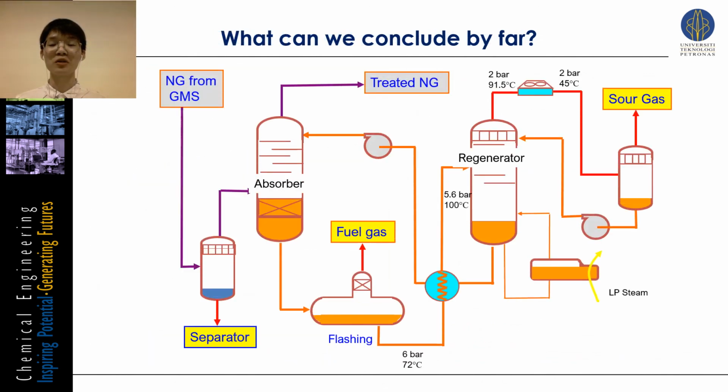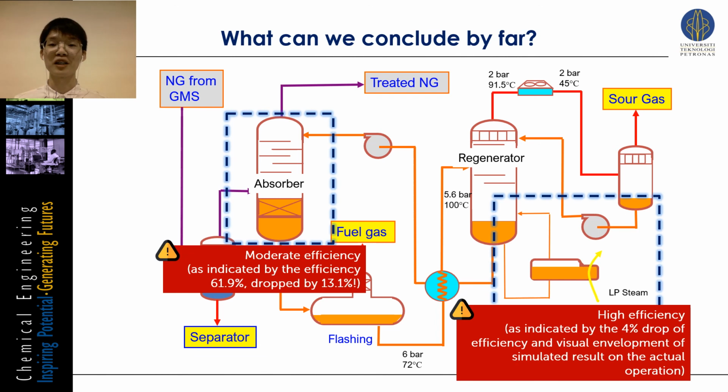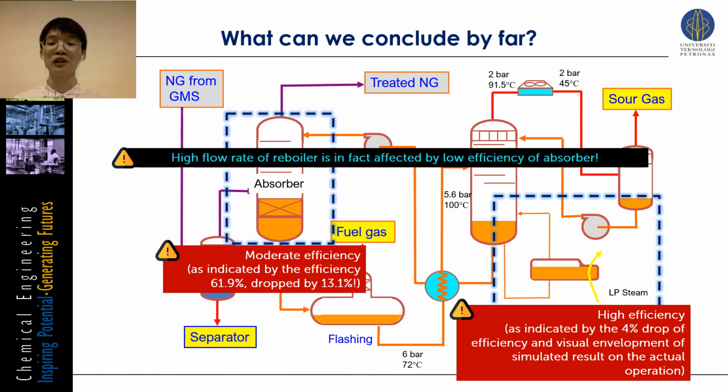So, what can we conclude by far? In terms of this absorber, it is determined that it is operating at a moderate efficiency, which is indicated by the efficiency of 61.9%. In terms of this reboiler, it has a high efficiency as indicated by the 4% drop of the efficiency only. So it can be concluded that the reboiler steam flow is high due to the low efficiency of our absorber.